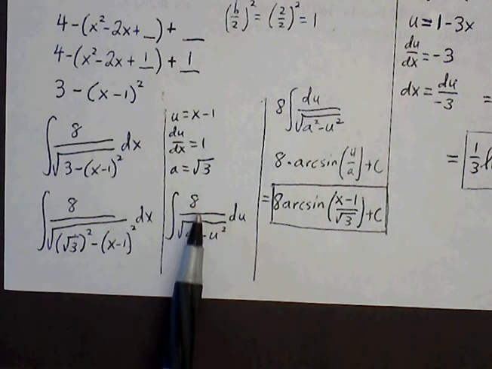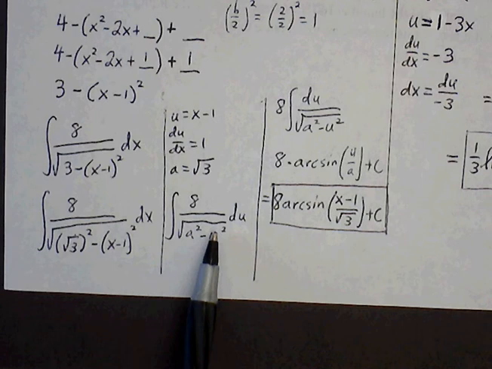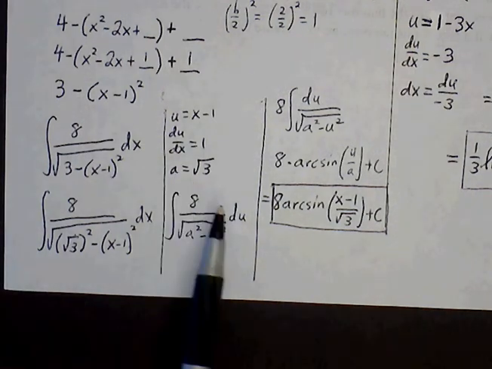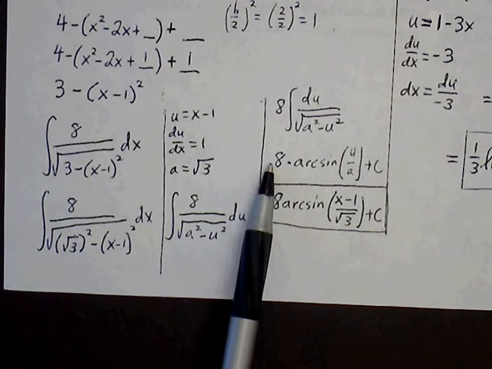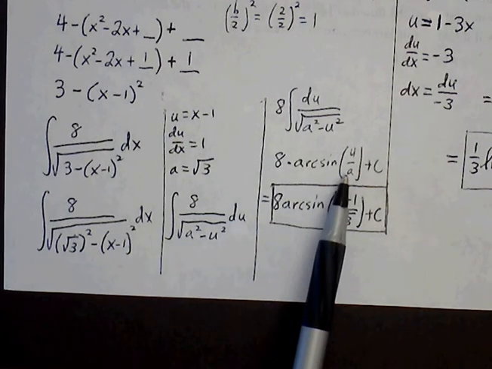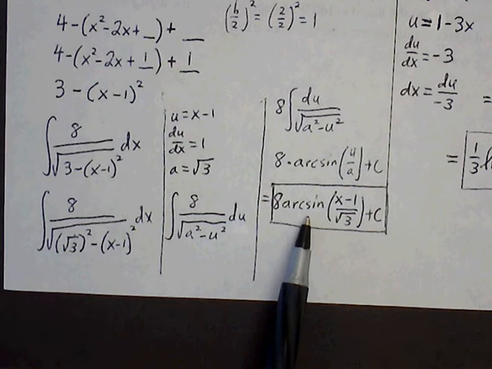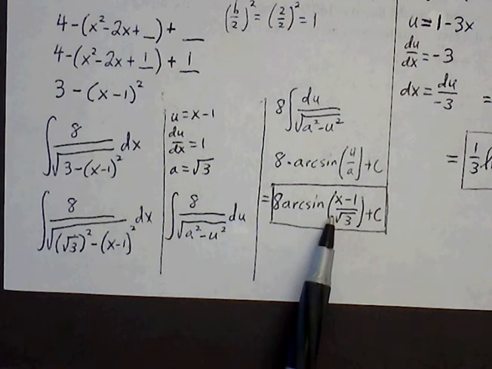8 is a coefficient we can pull in front. Square root of a squared minus u squared, and then dx gets replaced with du. This is going to be a clean arcsine rule. Pull the 8 in front. The rule is arcsine of u over a plus c. Therefore, 8 arcsine of x minus 1 over root 3 plus c.